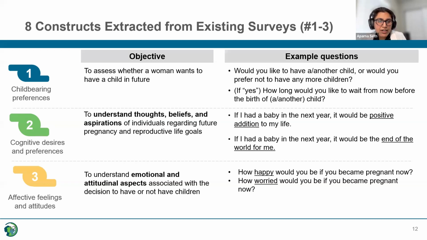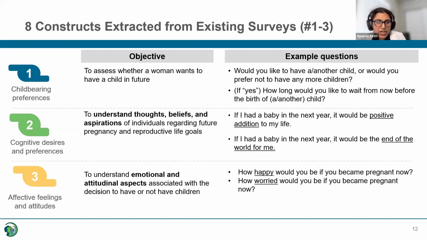The second construct is on cognitive desires and preferences, and this is an indirect measure of similar things, whether the woman wants to have a child in future or not, and assessing their thoughts and beliefs and aspirations regarding that future pregnancy. Some examples from existing surveys here include, if I had a baby in the next year, it would be a positive addition to my life, or if I had a baby in the next year, it would be the end of the world for me.